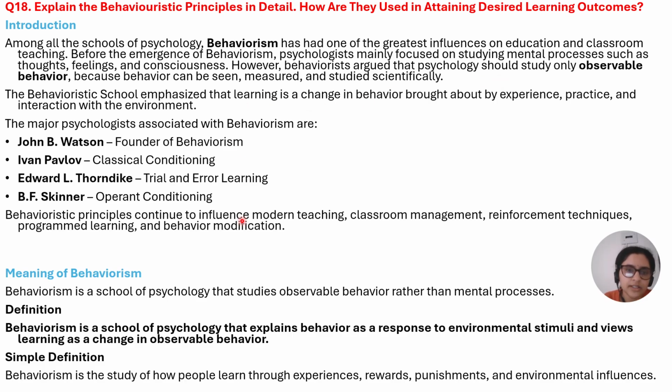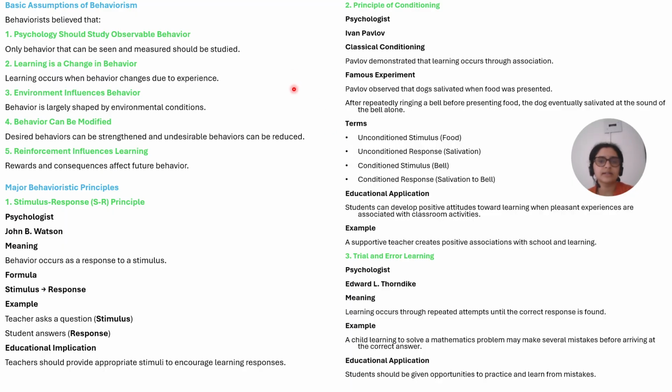Okay, they are the major psychologists of behaviorism. So this school of psychology will study observable behavior other than what is happening internally. We cannot tell if the mental processes are right or wrong, but the behavior we are able to see clearly in front of us, so that we have to study. What are the basic assumptions? Psychology should study the observable behavior. Learning means change in the behavior. Then environment will influence the behavior. Behavior can be modified. Reinforcement, that is giving gifts, rewards, will influence the learning.